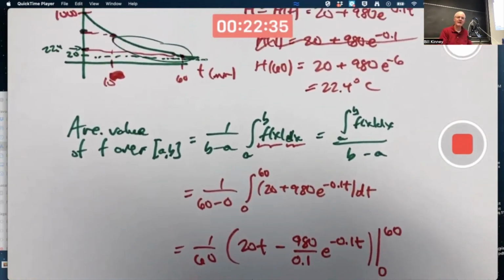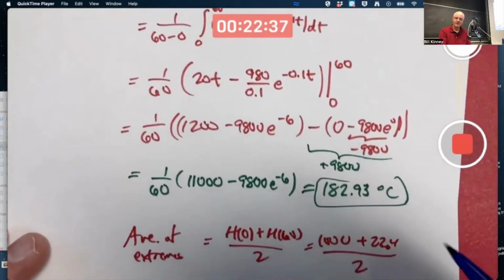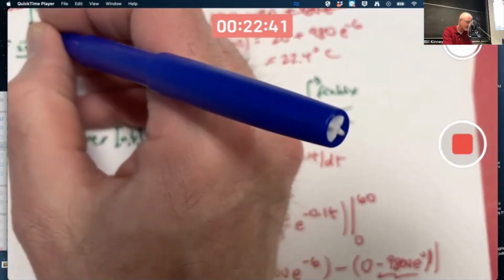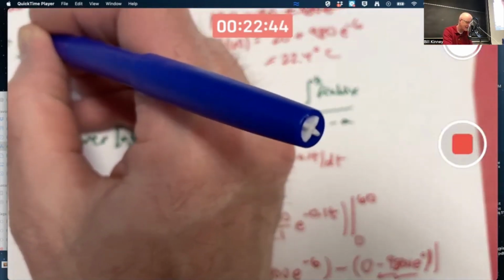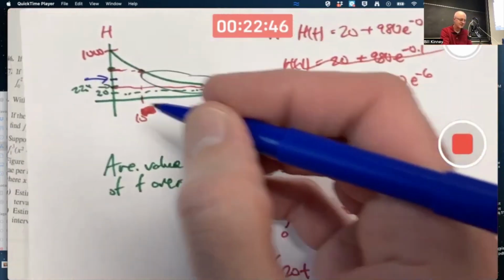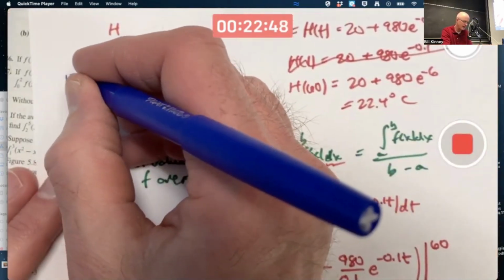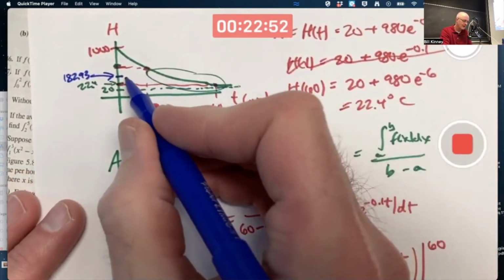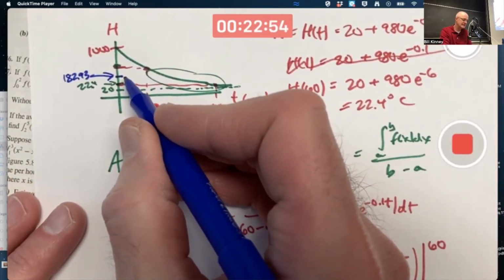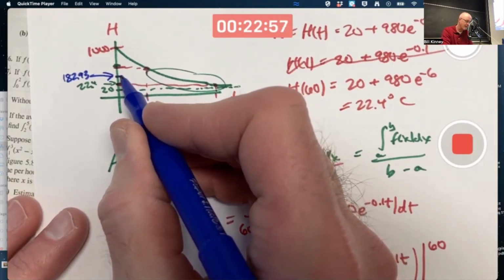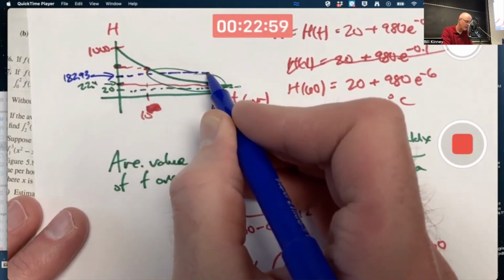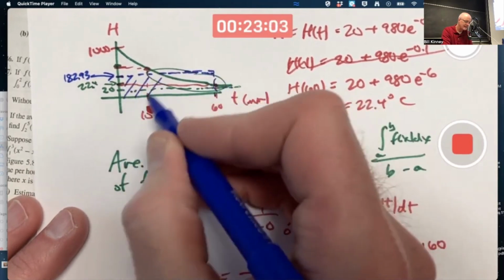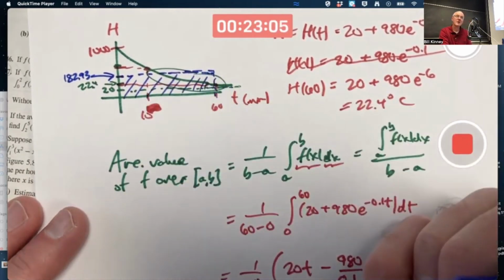Here's a precise way to interpret average value. Our average value is 182.93. Pretend that's right here. And again, everything is not to scale. Pretend that's right there, 182.93. Average value is defined in such a way that the area of this rectangle right here that I'm drawing is supposed to be the same as the area under the curve.